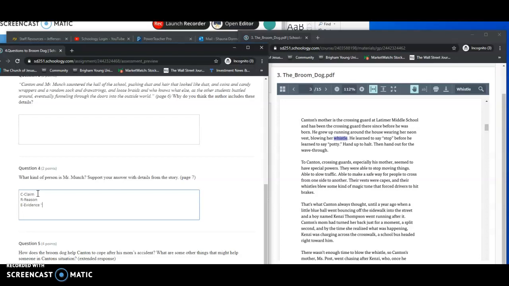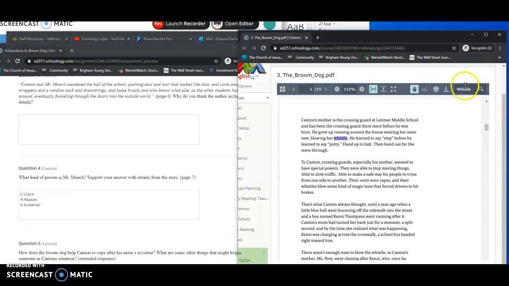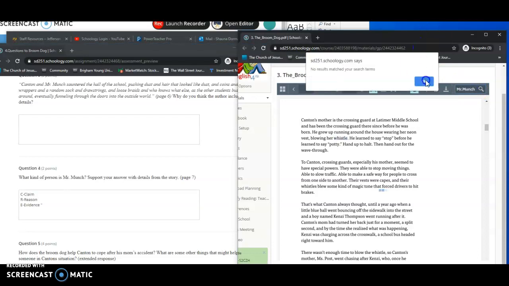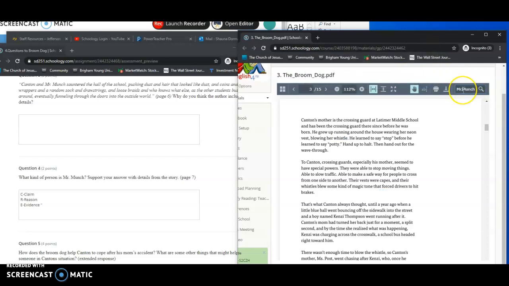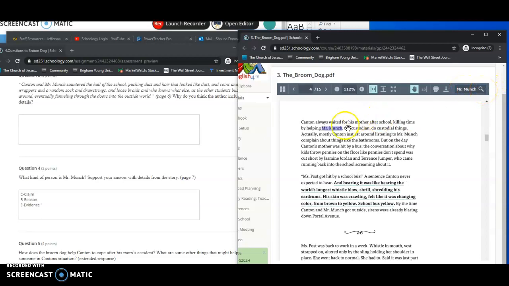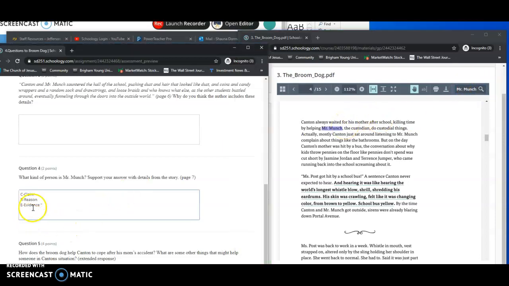This is where we're going to use a quote from our story. And remember, if we want to find information about Mr. Munch, we're just going to type in his name. I probably need to separate it. And guess what? There's some information about Mr. Munch, okay? And then our last E is explain. All right.